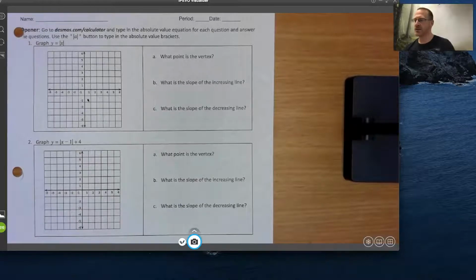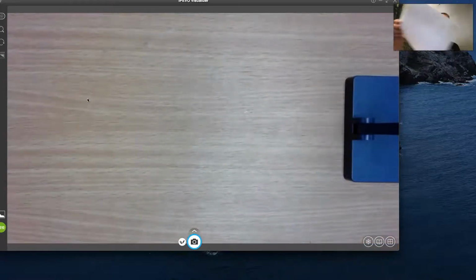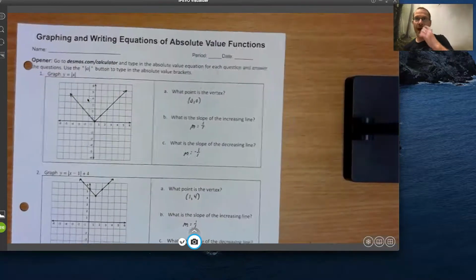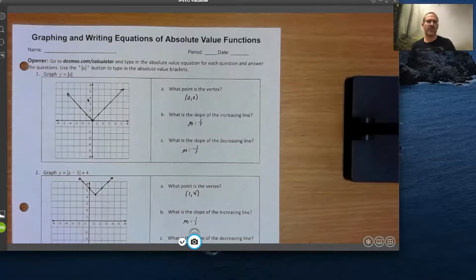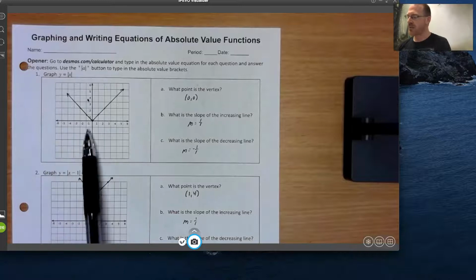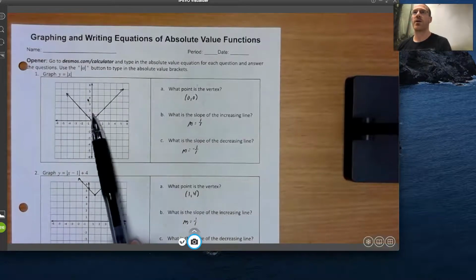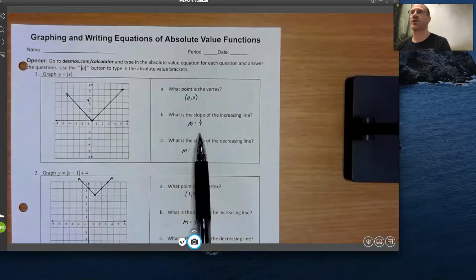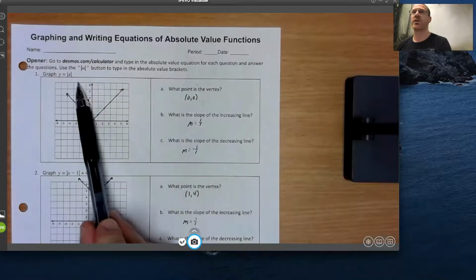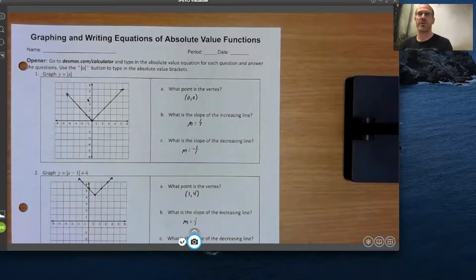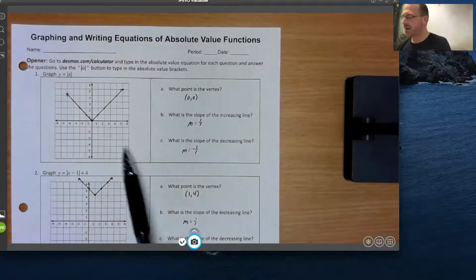All right, so I did the exploration as well, and here is what I have. The vertex, or the turning point: when you graphed y equals absolute value of x, we can see that the turning point is 0, 0. What's the slope of our increasing line? Hopefully you have 1 over 1. What's the slope of the decreasing line, which is the left half here? Let me move that cursor out of the way. It is negative 1 over 1.